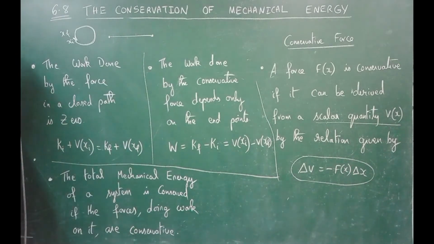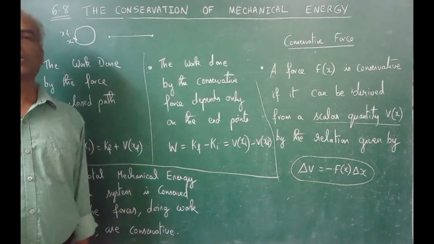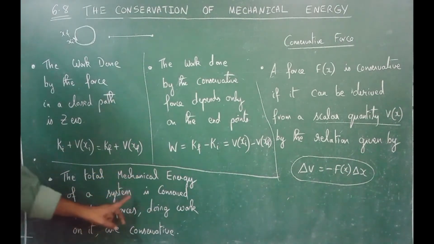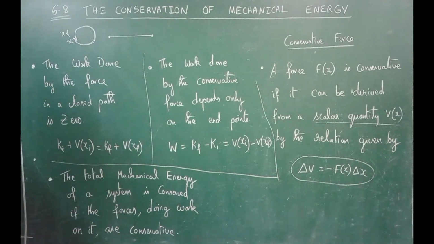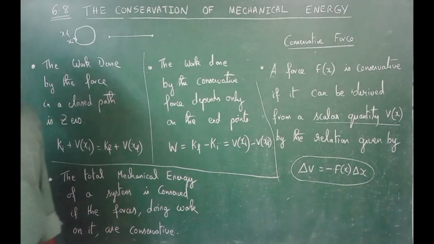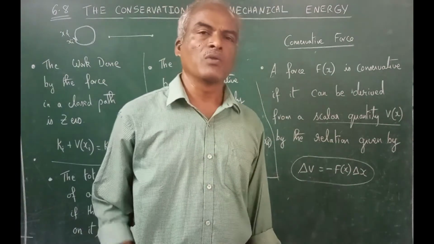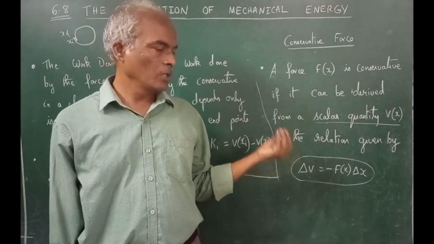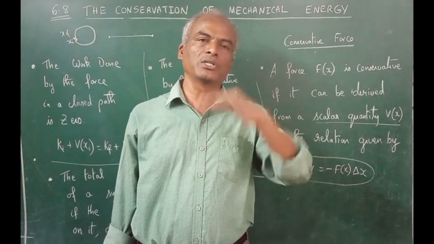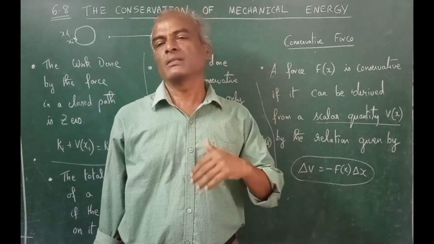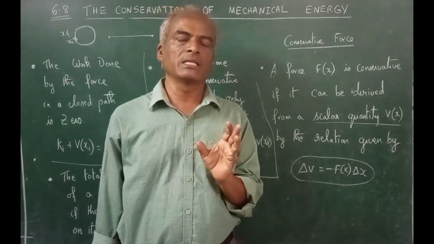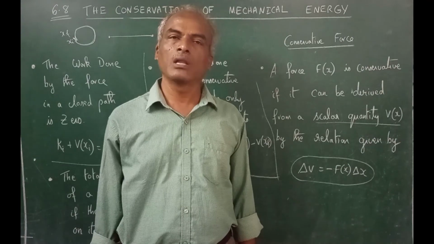Now we have to define the total mechanical energy of the system. What is the total mechanical energy of a system? The total mechanical energy of a system is conserved if the forces doing work on it are conservative. That means energy can neither be created nor destroyed. One form of energy reappears in another form without any loss. Of course, we are going to see through an example that potential energy is converted into kinetic energy, and in between we will see both potential energy and kinetic energy, and at the end result we will see that all are the same.